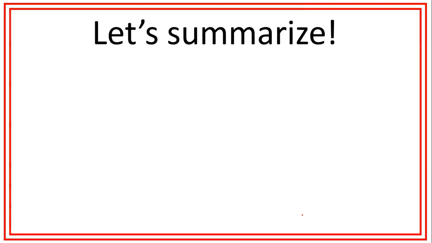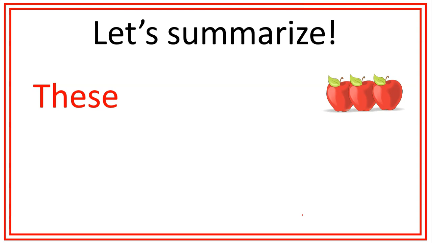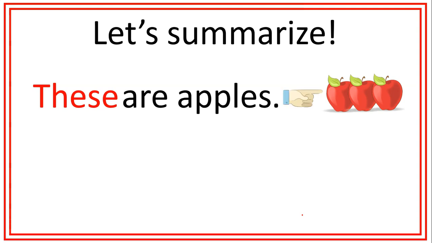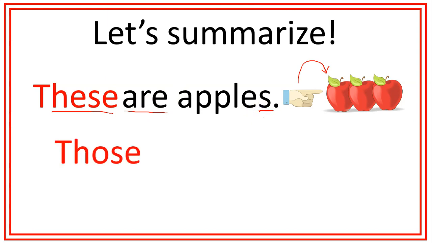Now, let's summarize what we saw today. We saw the demonstrative these, and we saw that we can use it to identify objects, people, or places in plural. For example, these are apples. Remember that we use this when the object is near, okay? And remember that as it is plural, we need to use the verb to be are, and the noun has to be in plural.